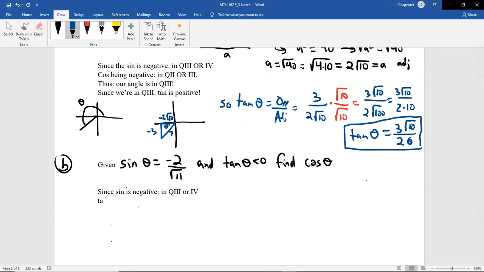Tangent being negative means we're in quadrant... let's see, tangent's negative in quadrants. It's positive in quadrant 1 because they're all positive. It's positive in quadrant 3, a smart trig class, T's quadrant 3. So that means if it's positive in quadrants 1 and 3, it's negative in quadrants, you guessed it, 2 and 4. The wording doesn't matter. Thus, our angle is in quadrant... what's the overlap? 4.